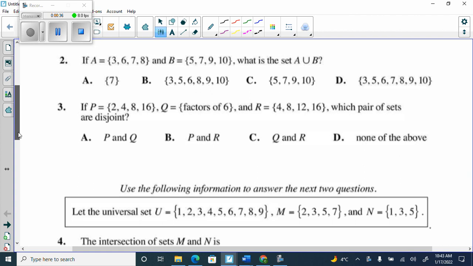No. All right. If A is {3, 6, 7, 8}, B is {5, 7, 9, 10}, what's A or B? Union, that means you can't write that as an "and," right? Remember I told you, always take it and see if you can write it as the word "and." If you can't, it's the word "or," correct? And "or" often means more. In either/or, you're going to list it.